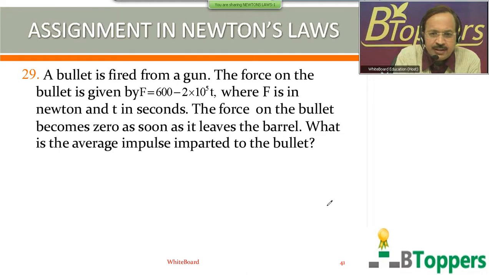Even in the alternate method, first you have to find capital T, the time for which the force acts. That means the starting part of the calculation is the same. F becomes 0 at small t equal to capital T. Here capital T represents the time in seconds after which the bullet leaves the barrel, that is, the time after which the force becomes 0. So you can substitute F equal to 0 on the left side of the equation, then put small t equal to capital T on the right-hand side.